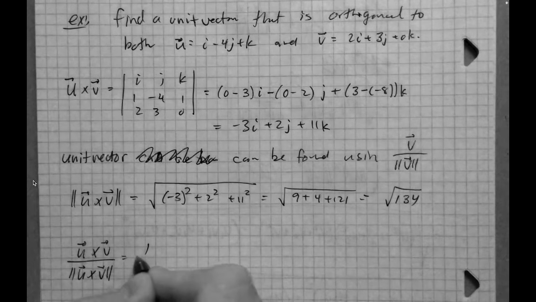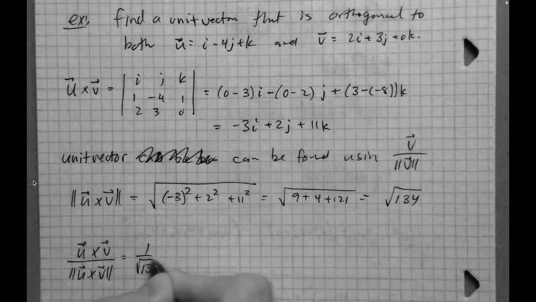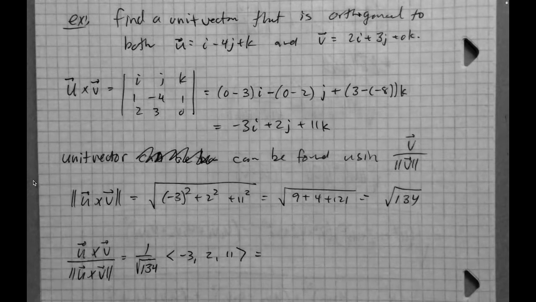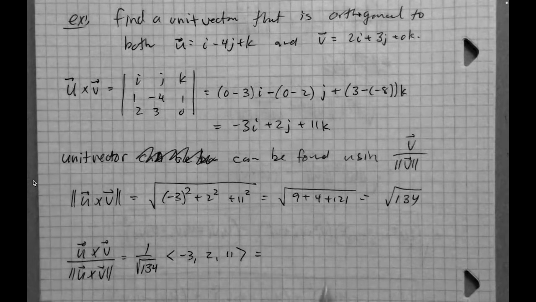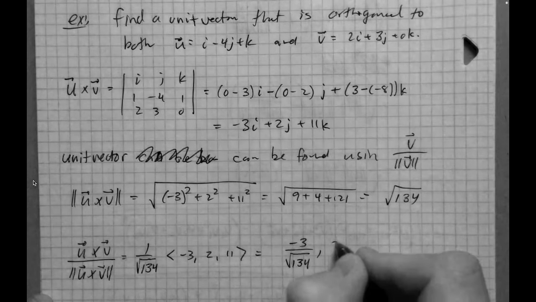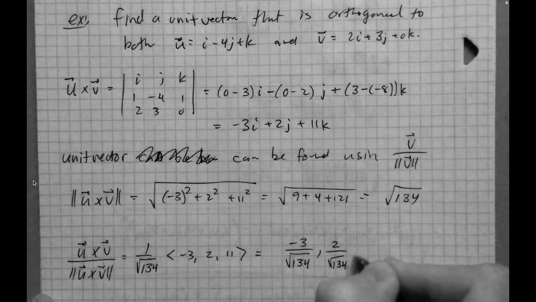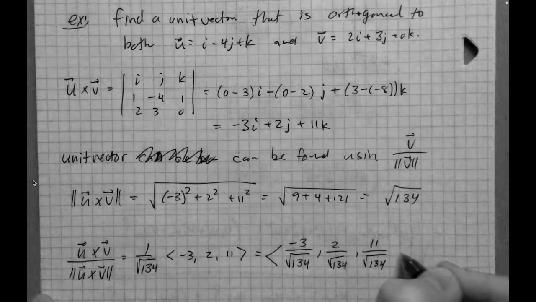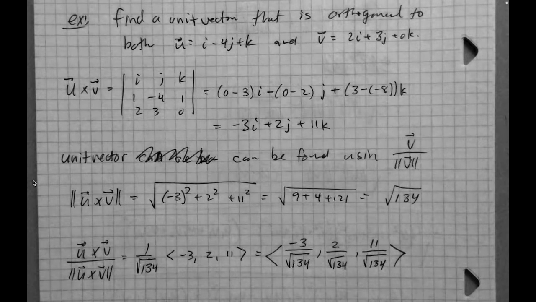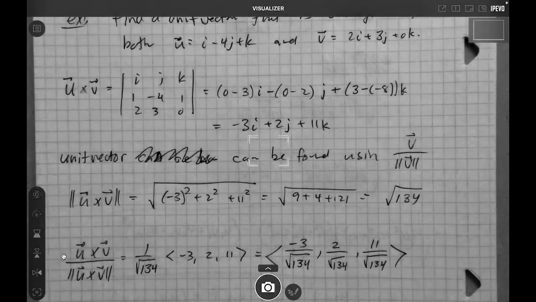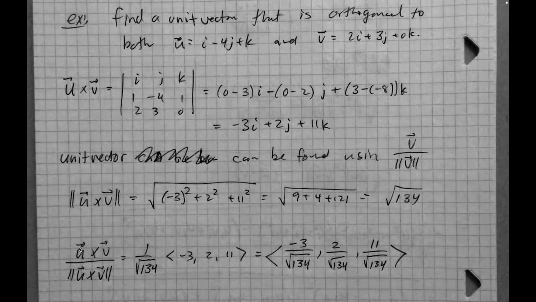Okay, so it's just 1 over the square root of 134 times the vector (-3, 2, 11). You can write it in component form, or in i, j, k form if you like. So I'm just going to write it like this: -3 over the square root of 134, comma, 2 over the square root of 134, comma, 11 over the square root of 134. That one works. Okay, so that's a unit vector that is orthogonal to two given vectors, u and v.